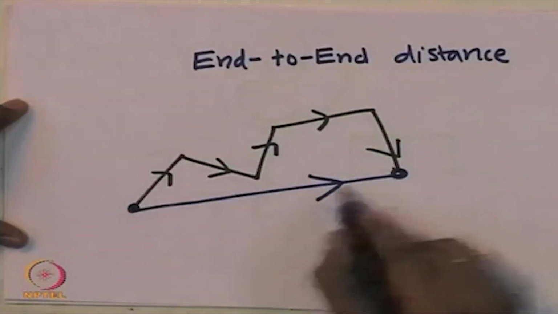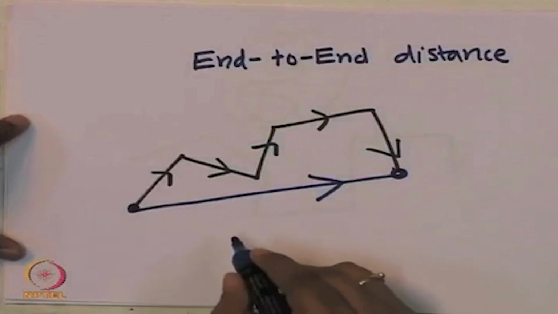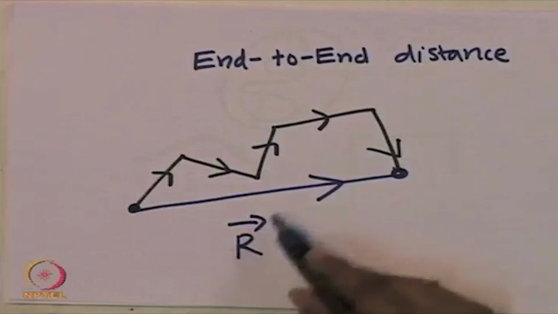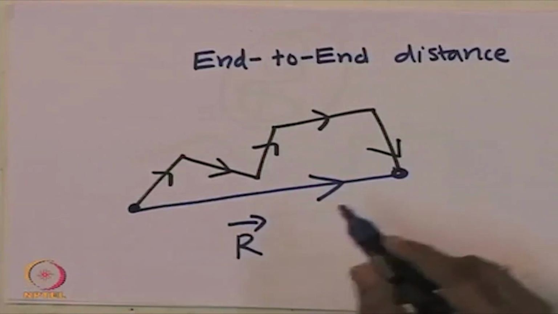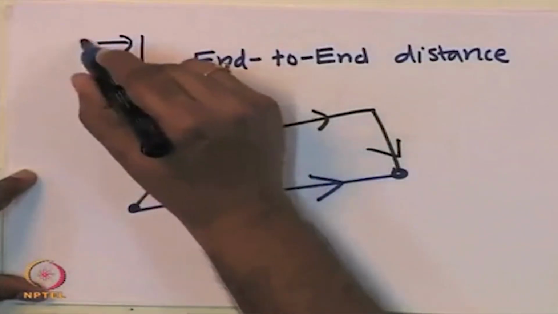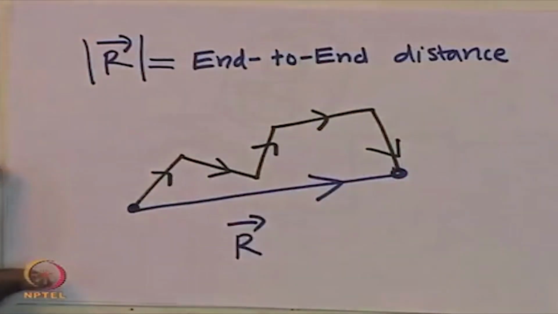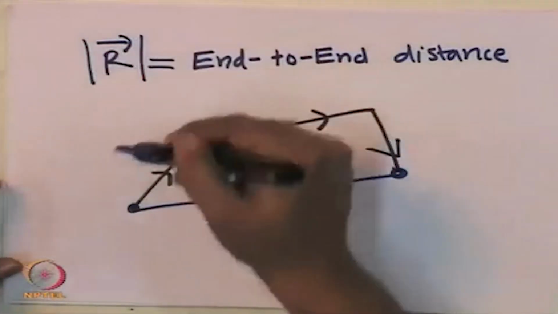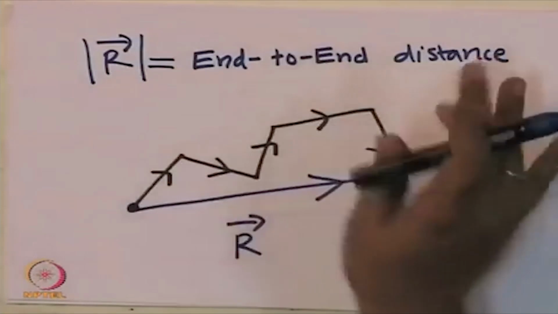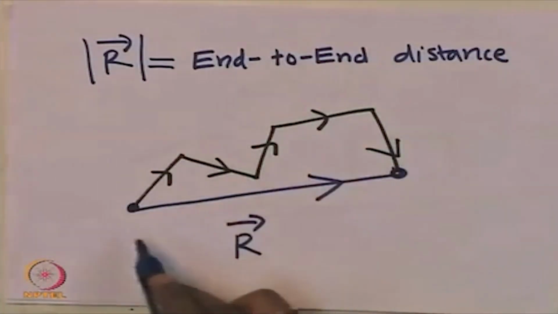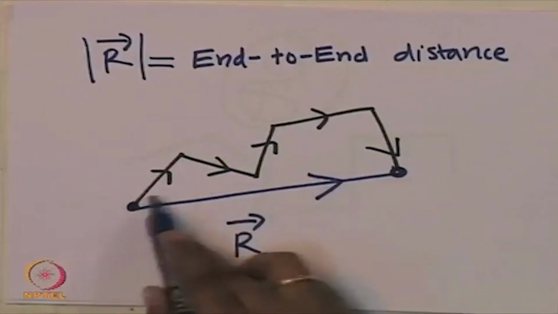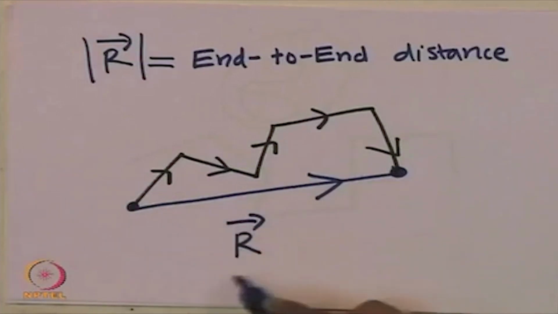So, from one end to the other end, this vector we can call R, which is the end to end vector, and the mode of R is the end to end distance. R is a vector, and we learned what we mean by the mode of a vector, basically the distance. This distance is called the end to end distance, and the distance plus the direction, which way you have to go to reach the other end, these two pieces of information together form this end to end vector.